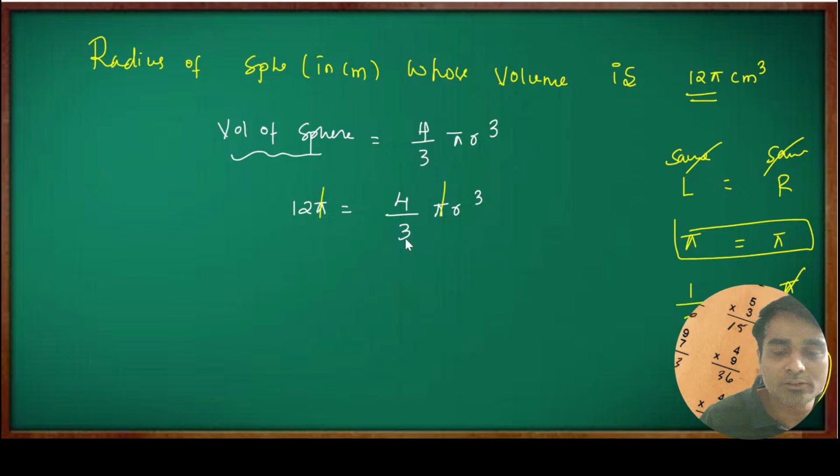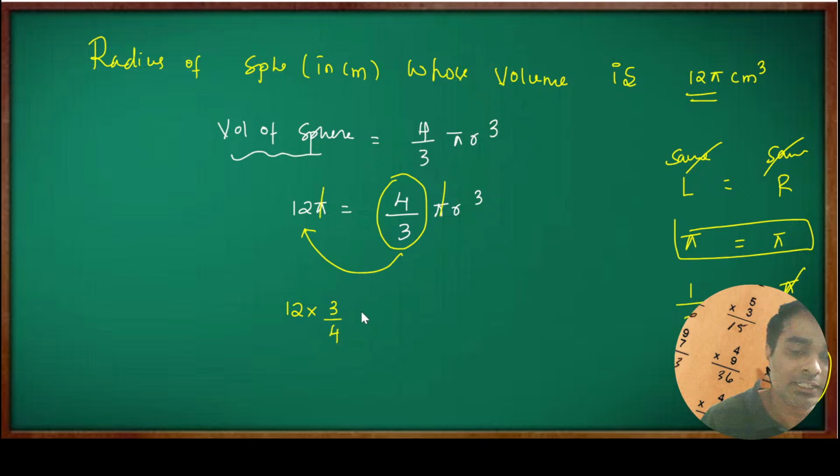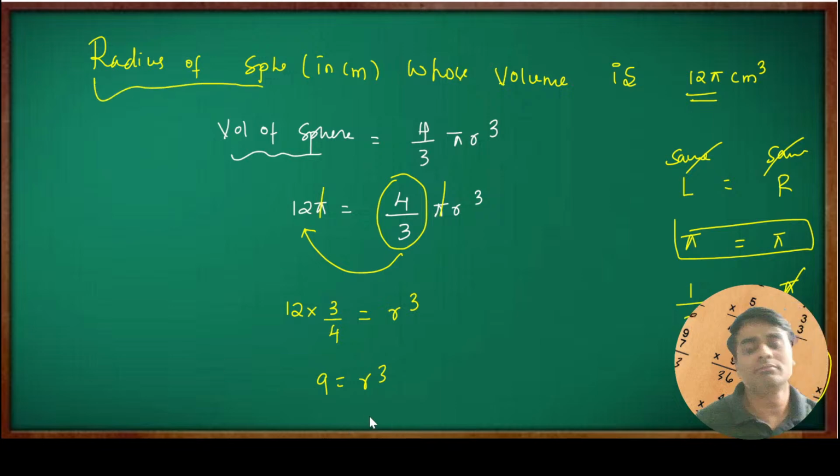Then I cancel. Okay, now I will shift 4 by 3 from right to left. So 4 by 3 will become 3 by 4. Simple. It just gets reversed when it is shifted. So now what is this? 9 equal to r cube. So what do we have to find out? Radius only, right? So r cube is 9, no? 4 3s are, 3 3s are 9. Yes. So what will happen to r now? R will be cube root of 9.